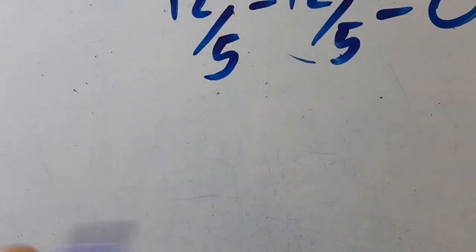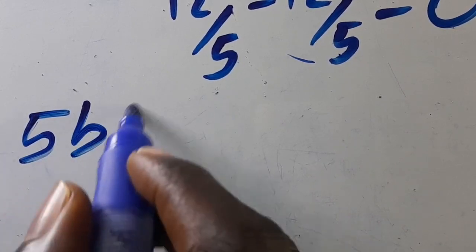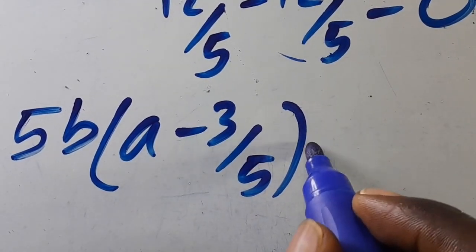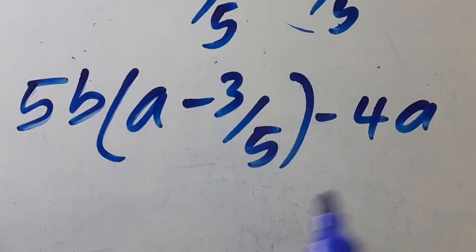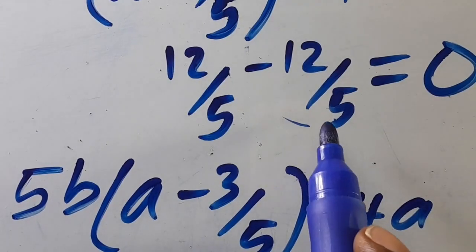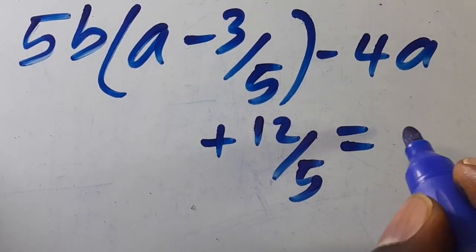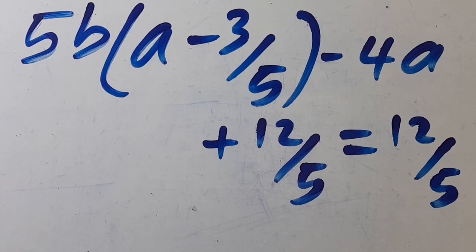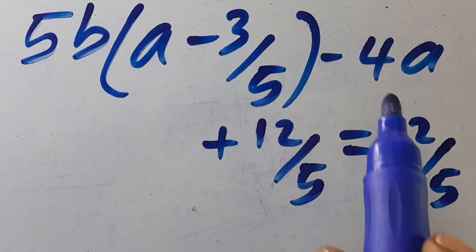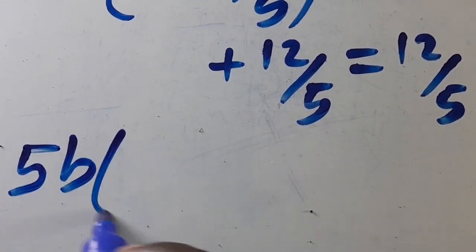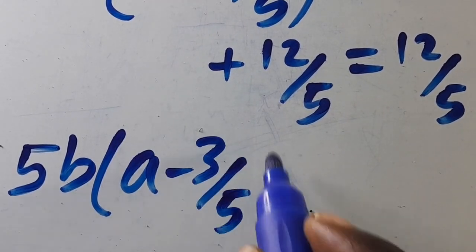So we are going to have 5b into a minus 3 divided by 5. Then we have minus 4a plus 12 divided by 5. Taking this one to the other side will be plus. We have here to be plus 12 divided by 5. Then let us now factor 4 from here. So and see what will happen between this and this. So here will also now be 5b into a minus 3 divided by 5.